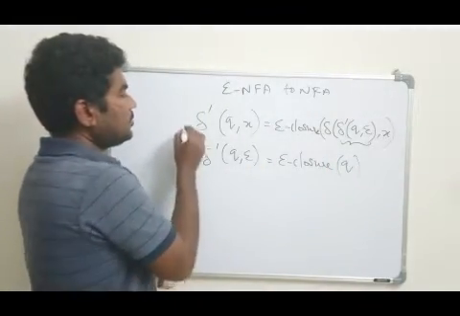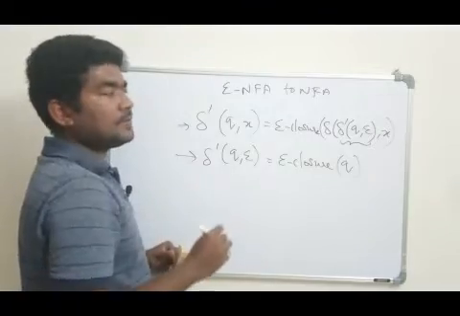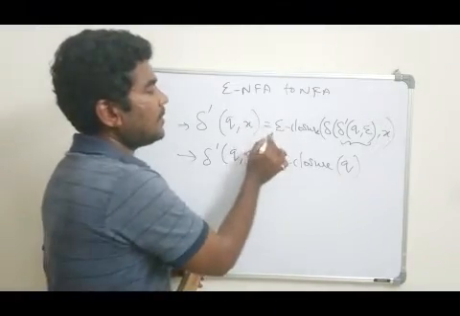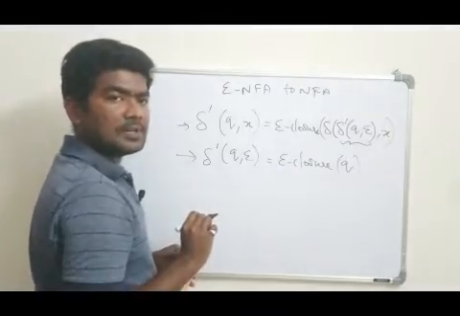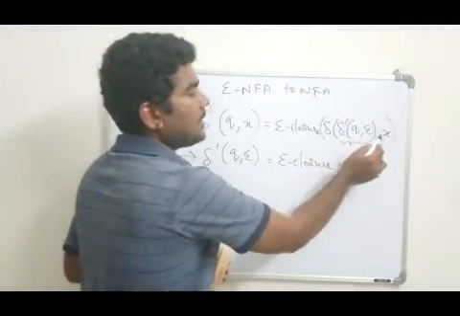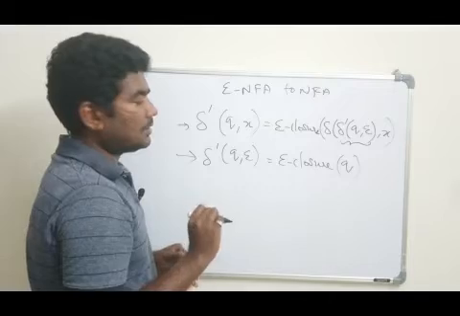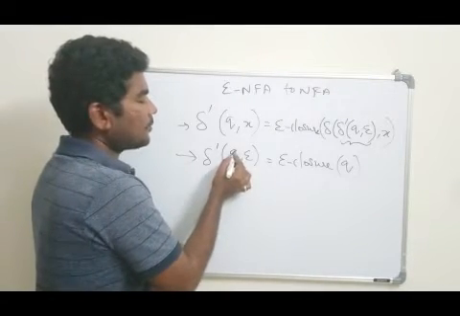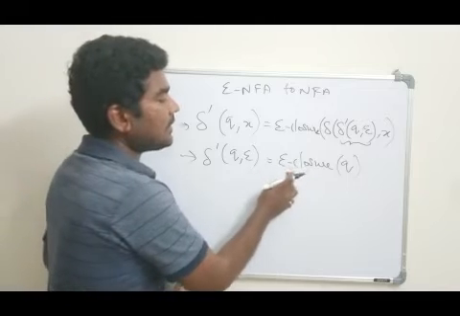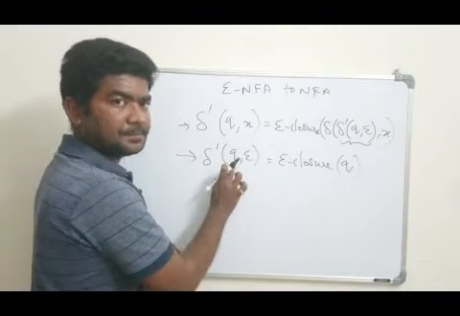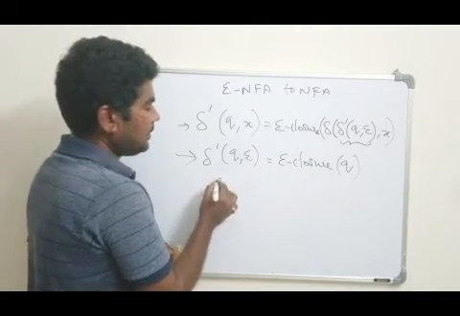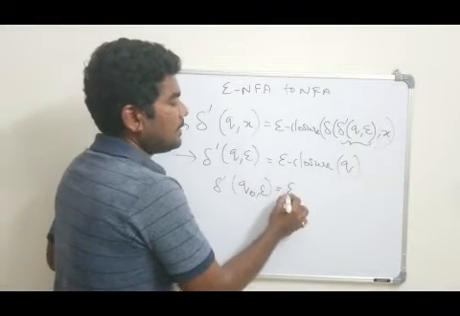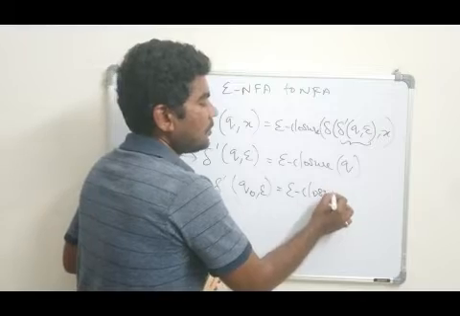These are the 2 formulas we are going to use for the extended transition function. You need to memorize both, where Q is a state and X is the input. Whenever we have a delta dash of Q with an epsilon, we get the epsilon closure of that same state. For example, if you get delta dash of q naught comma epsilon, then the output will be the epsilon closure of q naught.